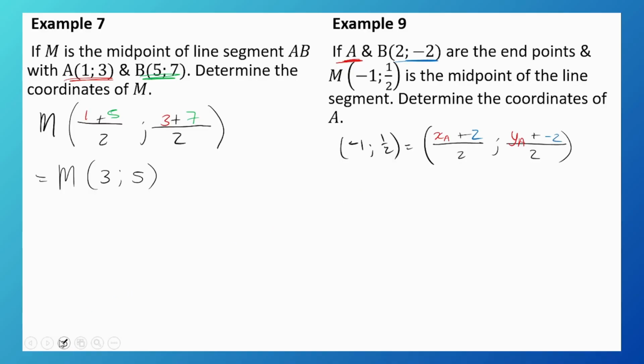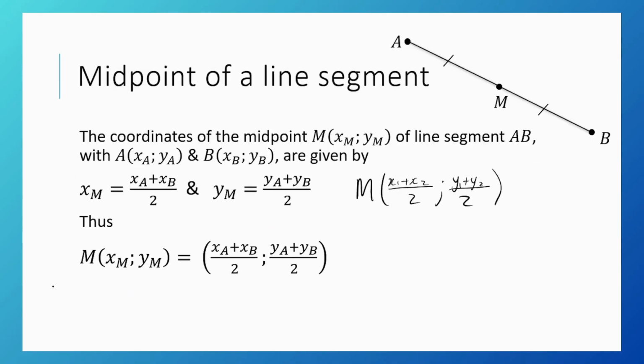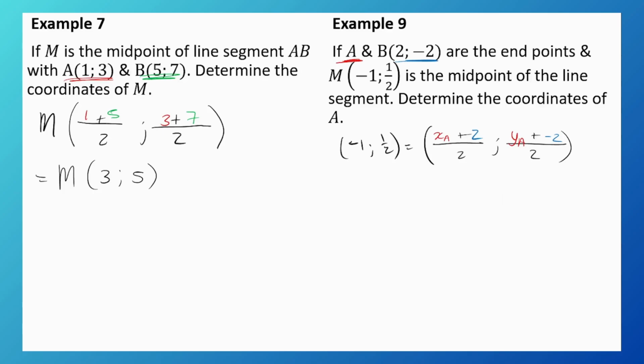So the nice thing about this, and you would have seen it on the previous slide also, is you can split up the formula. So you can say -1 will be equal to xa plus 2 over 2, as well as saying a half is equal to ya minus 2 over 2. So that's the nice thing, and that's why we can find two different unknowns at the same time with this formula. And then you just have to go about solving for x and for y.